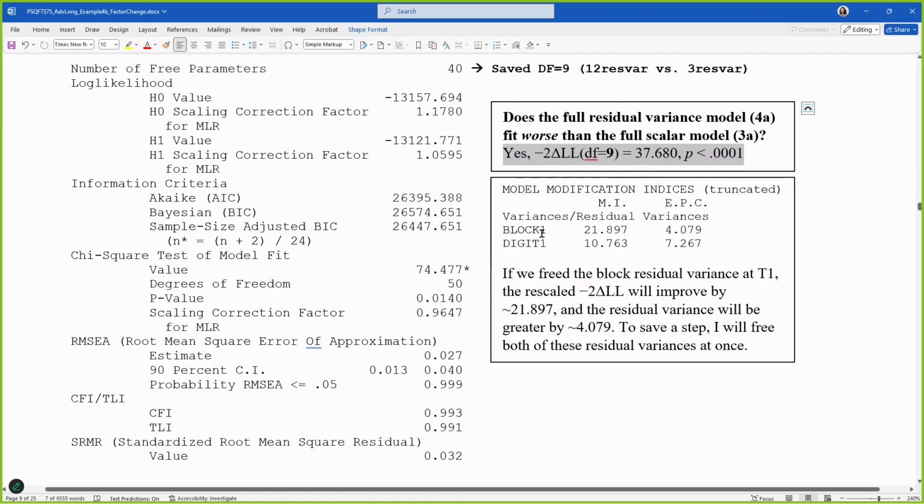So we are looking for the change in the chi-square that would be predicted by freeing these particular variances. So if we freed the variance for block design at the first occasion, then the chi-square would improve by about 22, and the variance would be higher by about 4. So I would normally do these in 2 separate steps, but I'll do them together to save a step, because why not? The handout's already 25 pages long.